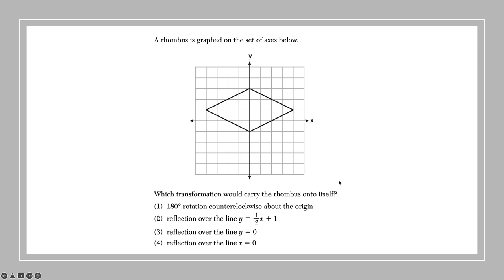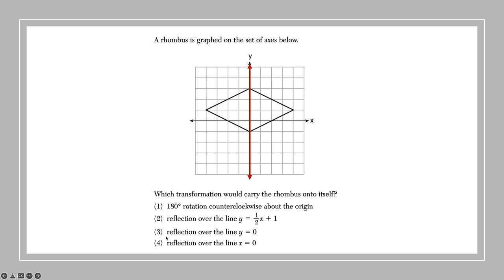All right, next up. Rhombus graphed on the set of axes below. Which transformation would carry the rhombus onto itself? Okay, so the one that will work is if I reflect over the line x equals 0. That's the line x equals 0. It will work because it's perfectly matched up on both sides.